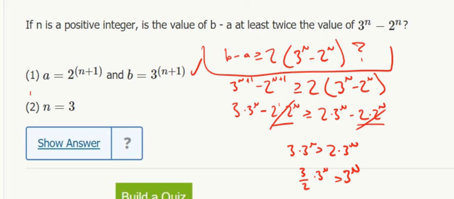Number 2 tells us n equals 3. Well, we don't know anything about b or a, so that's a throwaway just on its own. So 1 only.